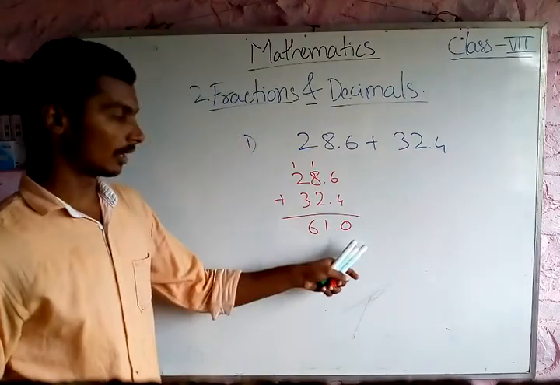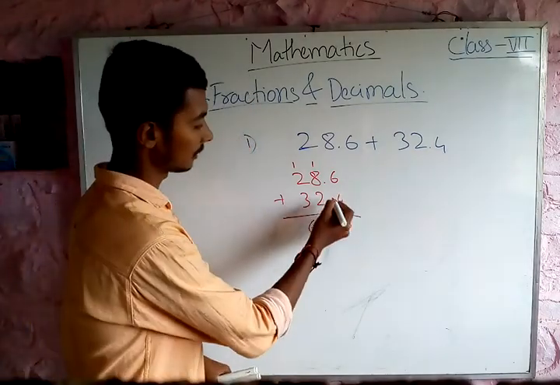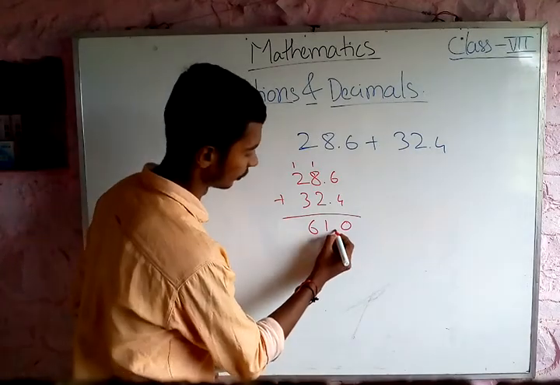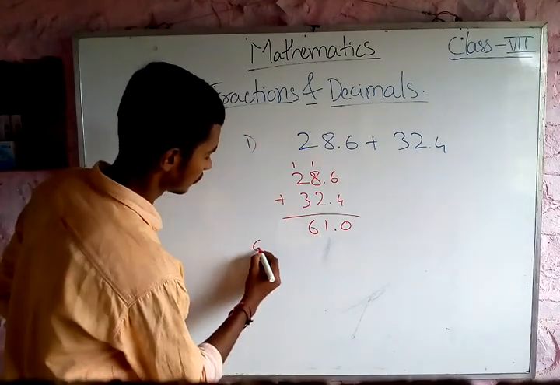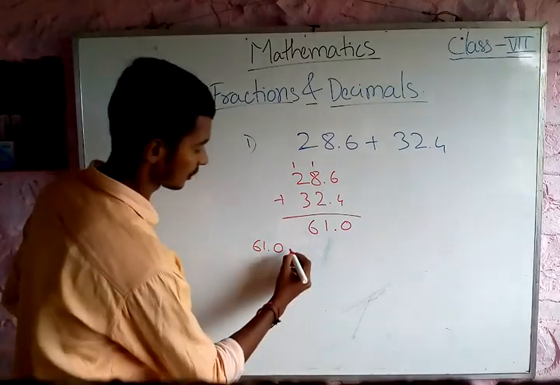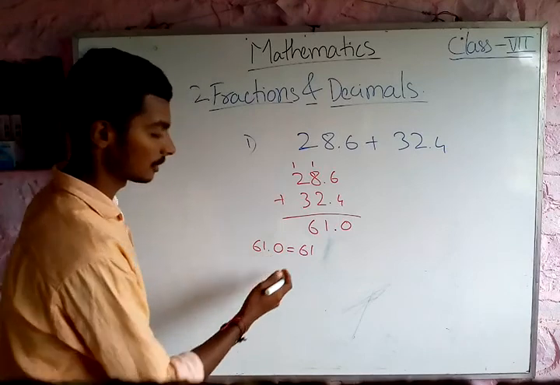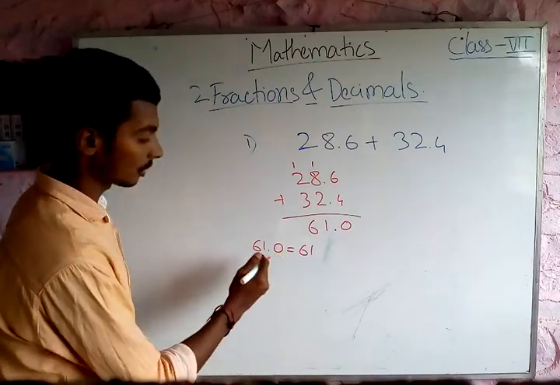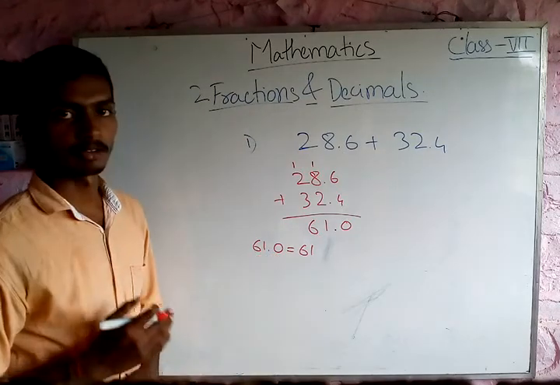After getting the result, the decimal point must also be in line for the result. So the answer is 61.0, which is equal to 61. 61.0 means 61 only. So zeros after the decimal point have no value.